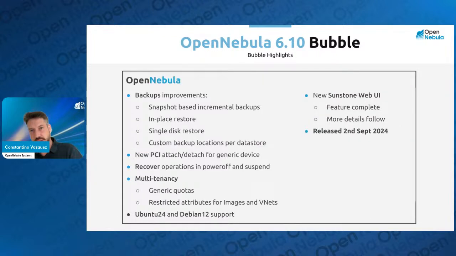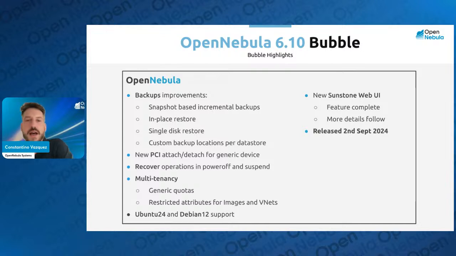So let me get into what we introduced as novelties in 6.10 Bubble. There were a lot of improvements in the backup area. We've been asked to do things like in-place restore. Rather than creating a new virtual machine, users wanted to just replace the virtual machine that needs to be restored. We also introduced incremental backups, the ability to restore a single disk from a virtual machine, and also to have different backup locations per datastore. So these combined with the backup jobs introduced in 6.8 make, I think, a flexible and powerful out-of-the-box backup solution for OpenNebula.